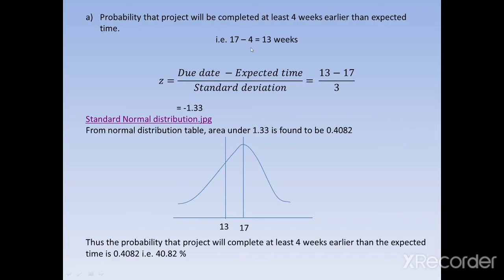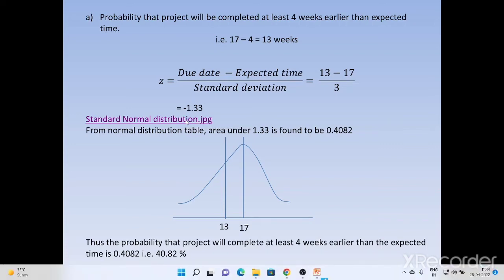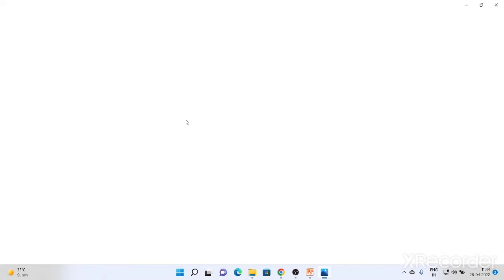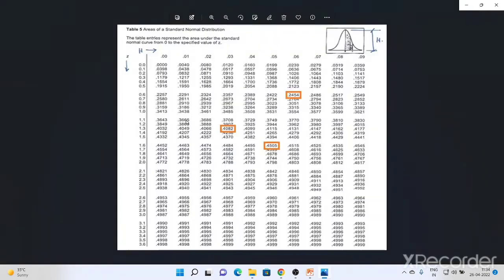Now we need to find out the area for the 13. We need to find out the probability that the project will get completed within 13 weeks. So that's why we consider the area on the left side of the 13 line. Now how to find out this area? For this purpose, we need to refer to the normal distribution table by using this z value of 1.33. This is a standard normal distribution table.